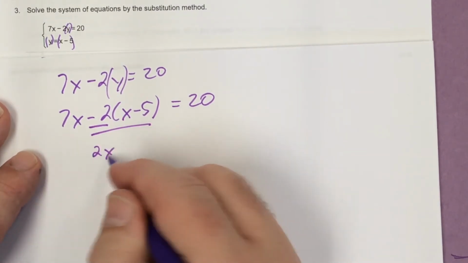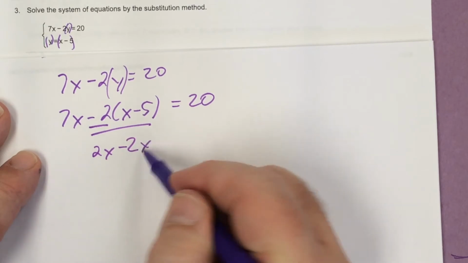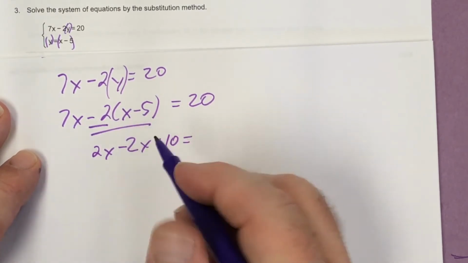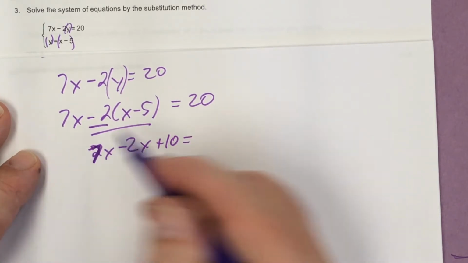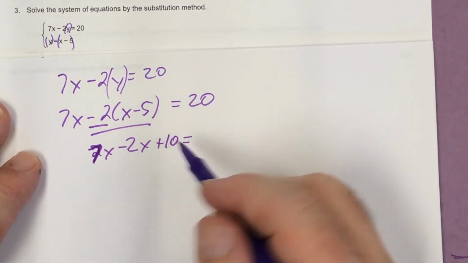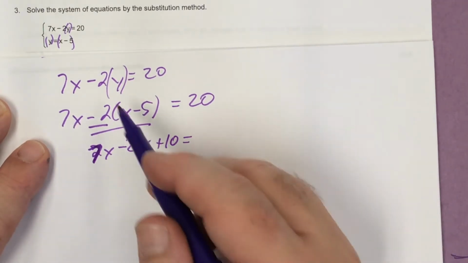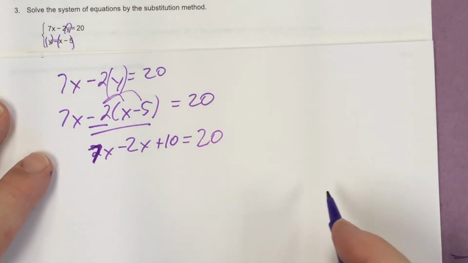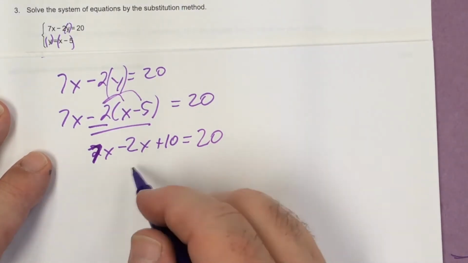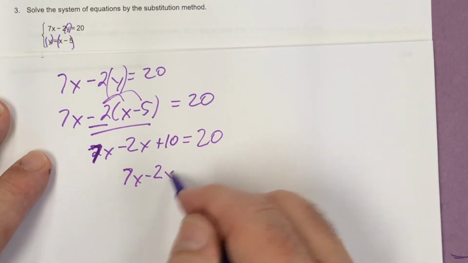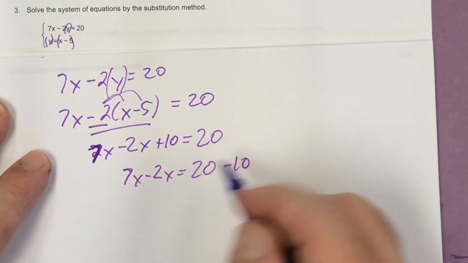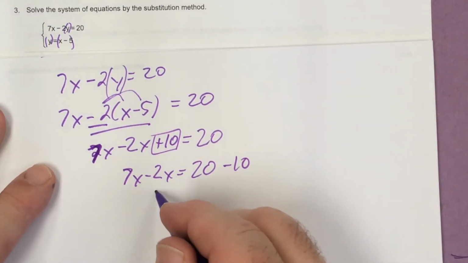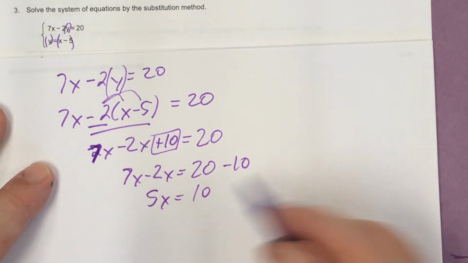So that'll give me 7x minus 2x by distributing. And then negative 2 times negative 5 will be plus 10. That should be a 7, guys. My apologies there. I meant to put that as a 7. So watch out. That's a 7x coming from here. I distribute to get these other two terms. That'll equal 20. From this side, I need to move the 10 over. So I'm going to have 7x minus 2x equals 20 minus 10, because I'm moving this positive 10 over here to become negative 10. And then when I combine my other terms, I'm going to get 5x equals 10.